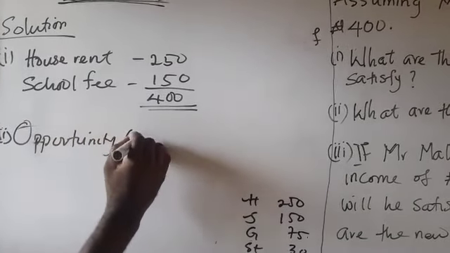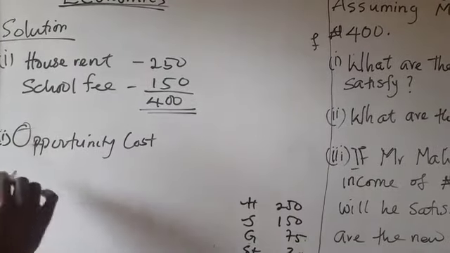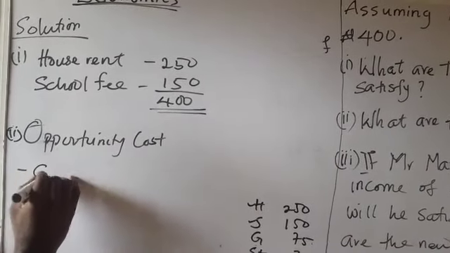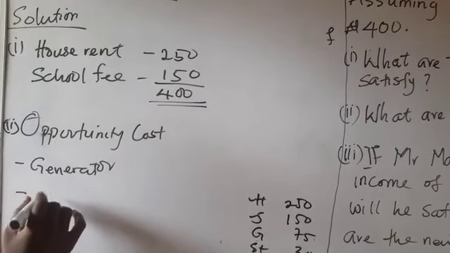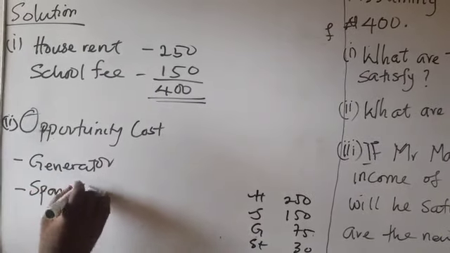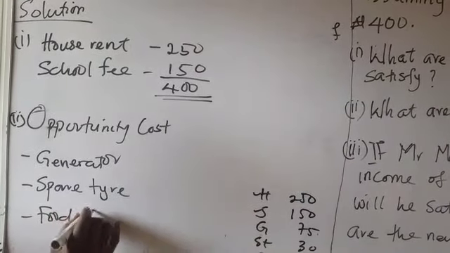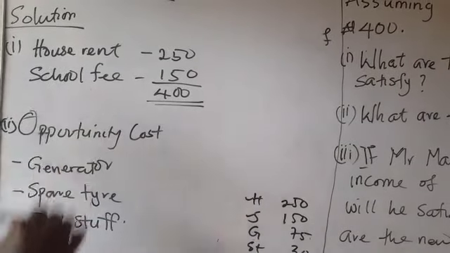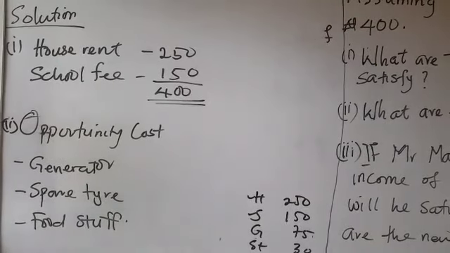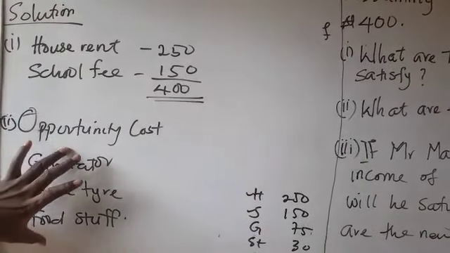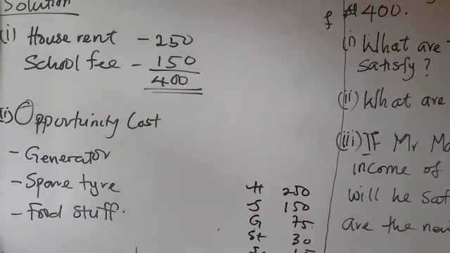Opportunity cost. After satisfying house rent and school fees, a generator, a spare tire, and foodstuff. So it's as simple as that. So it satisfies this, then the other items he is unable to satisfy are said to be the opportunity cost.